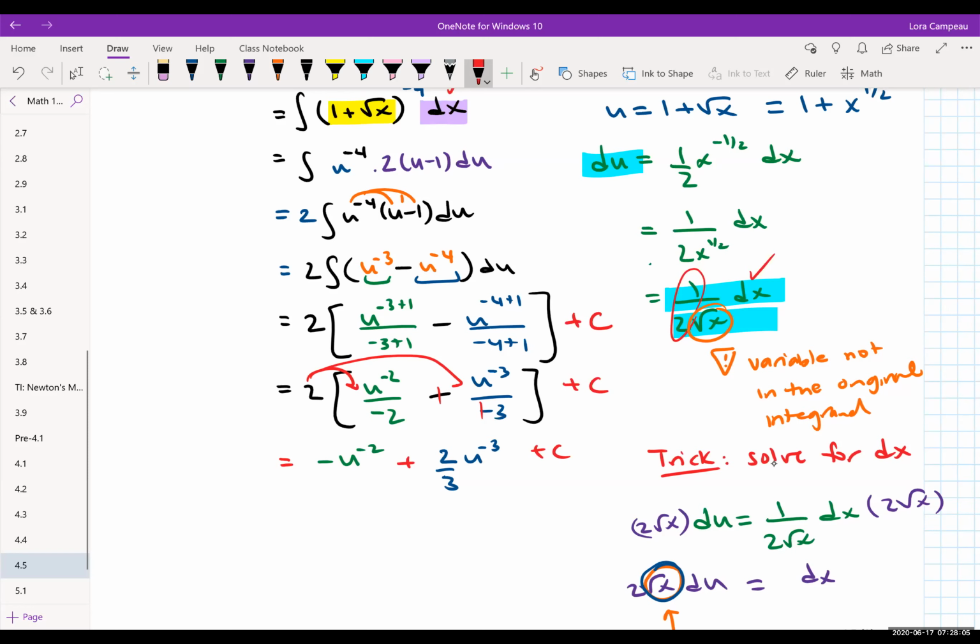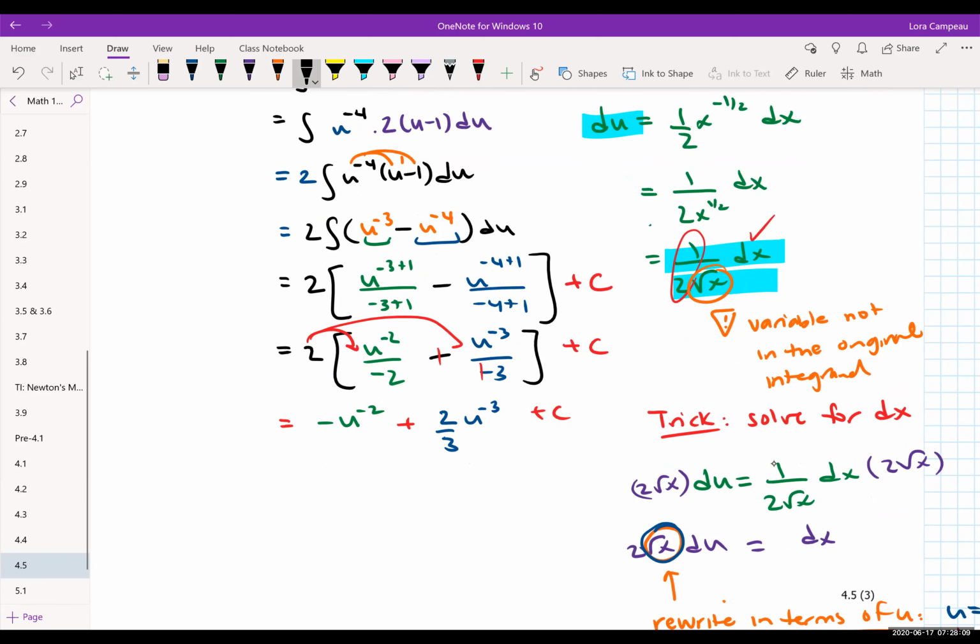Now we're feeling pretty good. A lot of times people do not like it when you leave negative exponents, and a lot of times the web assign marks you wrong. So at this point, you can say, okay, let's change it. Using exponent laws, what did we end up having? 2 over 3u cubed plus c.